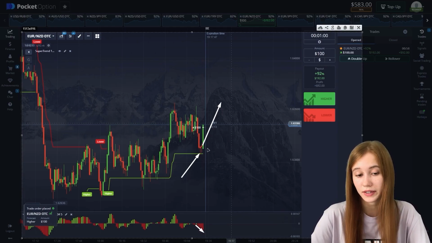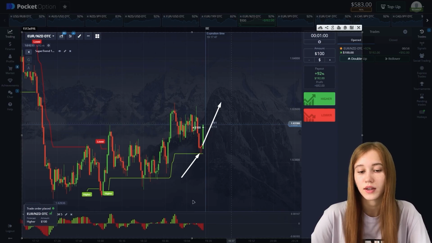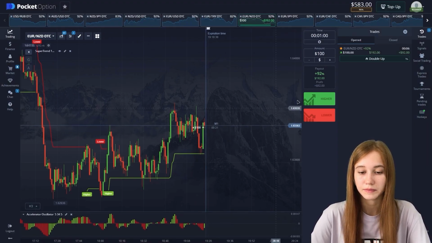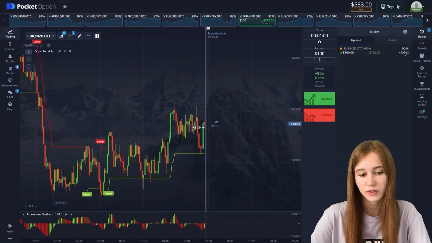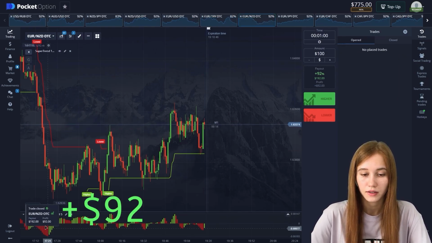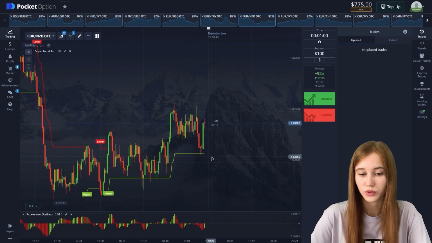But from the oscillator, we see that there is only growth. This means that there will be no change in trend. This will be an upward correction, then the trend will fall down. There are 4 seconds left until the end of the deal. So a small doji candle is formed, plus deal $92.